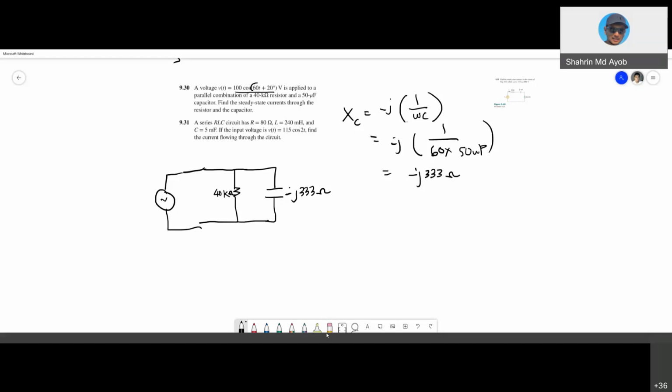Right now, the voltage source also needs to be converted into its phasor domain. So we have capital V, the magnitude is 100 and the phase is 20 degrees. If you want to draw the phasor diagram, your voltage is here, at 20 degrees. This is 0 degrees, and the rotation is like this, anti-clockwise.